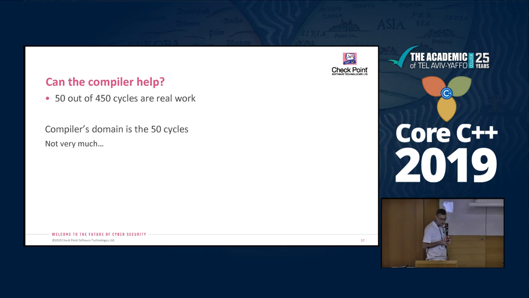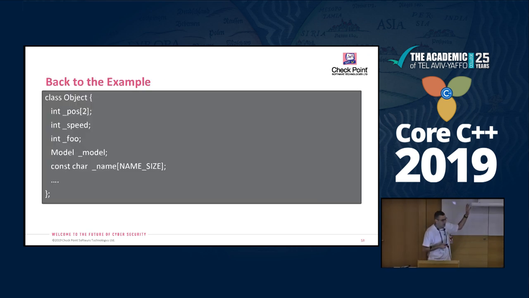Can the compiler help us here? Only 50 cycles out of the whole 450 cycles are actual real work. The compiler is not allowed to rearrange our data, and it has very limited control of prefetching and caching. So actually all the compiler's domain is those 50 cycles, which is not very much. I think that you all agree with me.